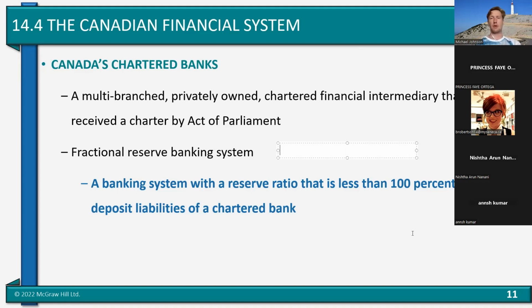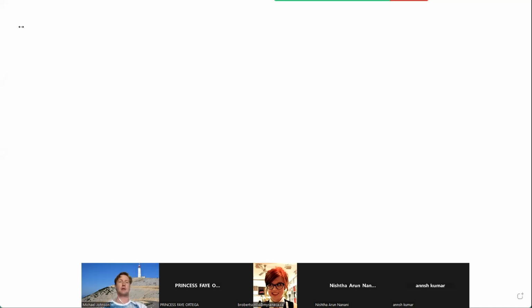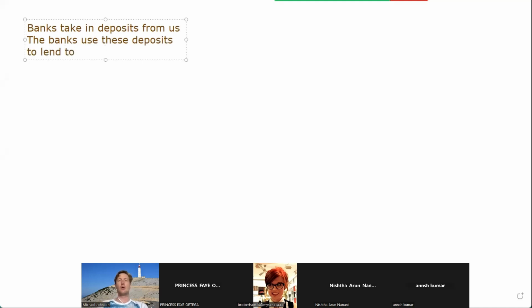So we're at slide 11, so we'll come back here. I'm just gonna create a whiteboard here. So what happens is the banks take in deposits from us. And then the banks use these deposits to lend to people and businesses for mortgages and other loans.